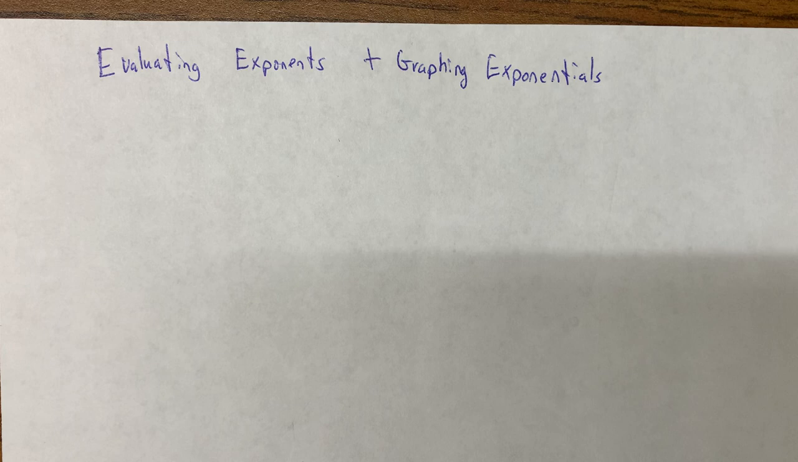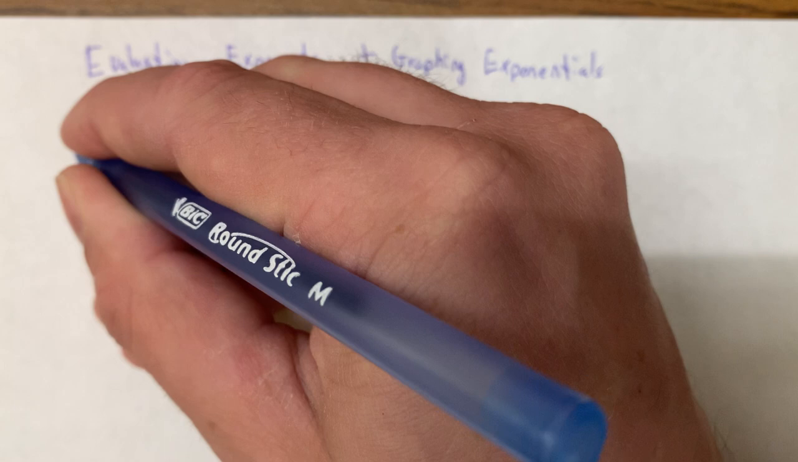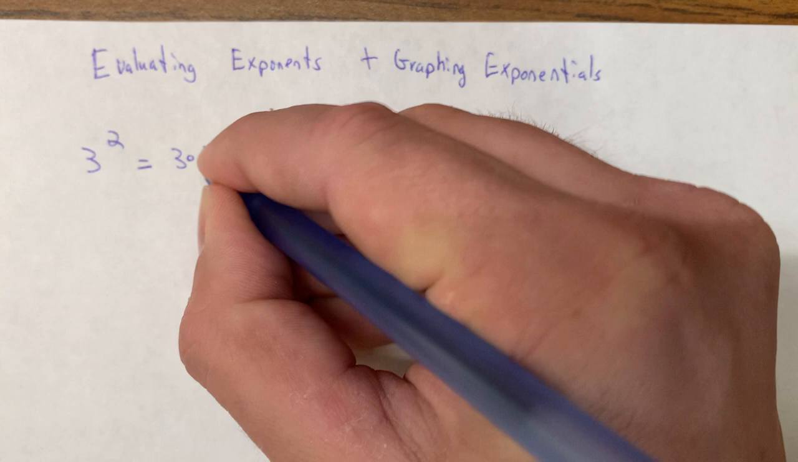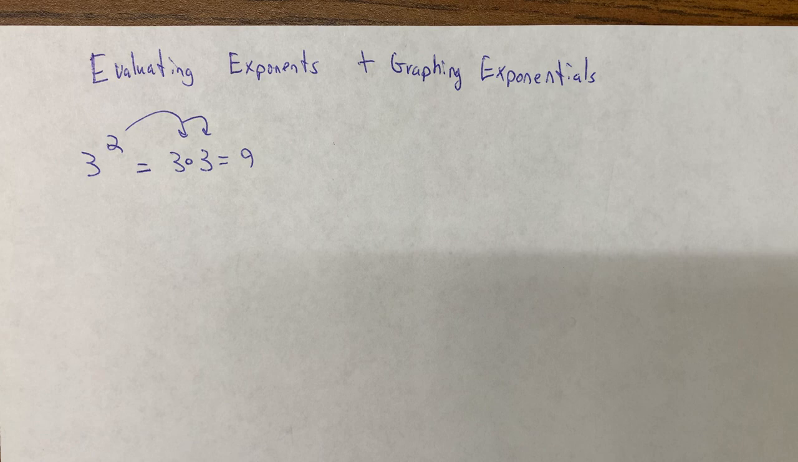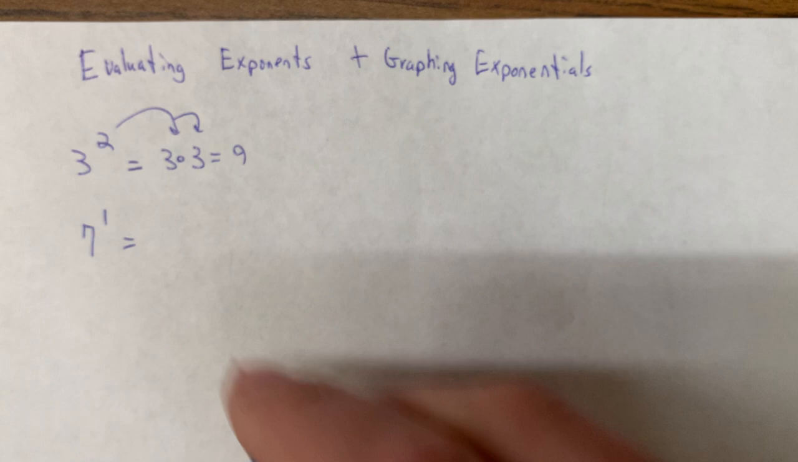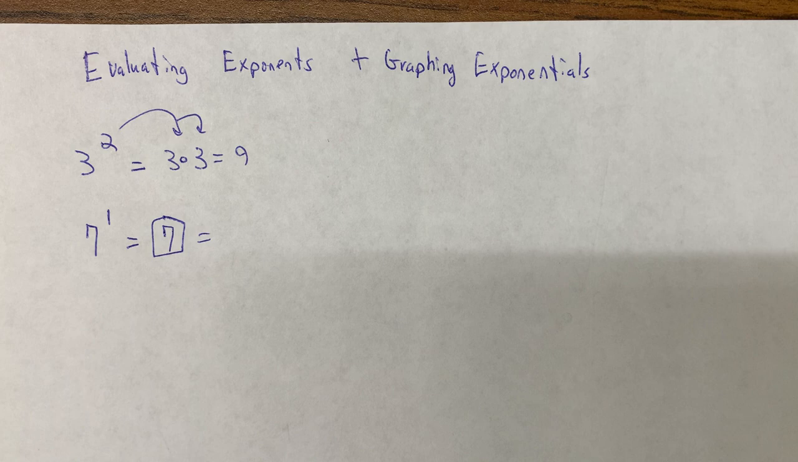So there are some exponentials you should already be able to do, and let's make sure we can do them. Let's do 3 to different powers. Let's do 3 to the second power. What is 3 to the second power? I hope we knew that 3 squared means 3 times 3, which is 9. This exponent tells you how many times to multiply 3 by itself. What about 7 to the 1 power? Well, anything to the 1 power just means there's just one 7 there. So that's all it is. Anything to the 1 power is itself.